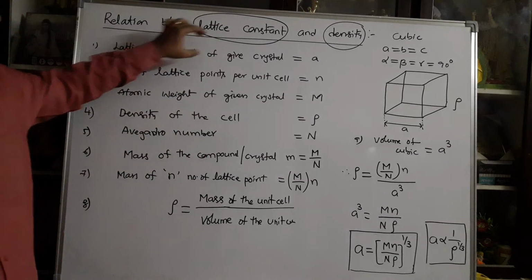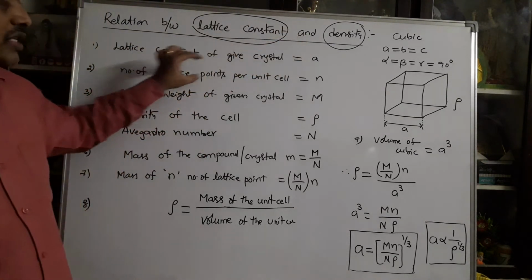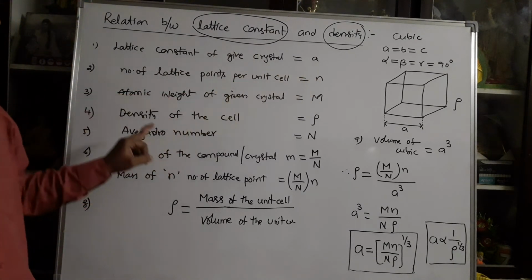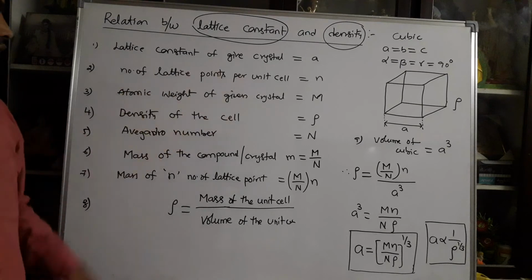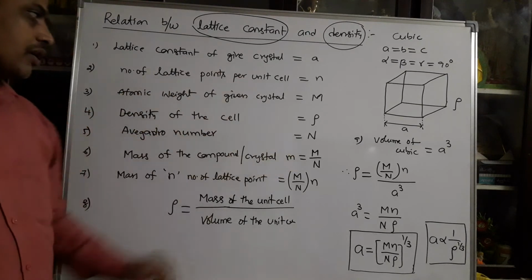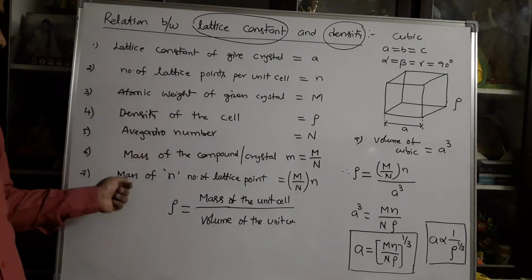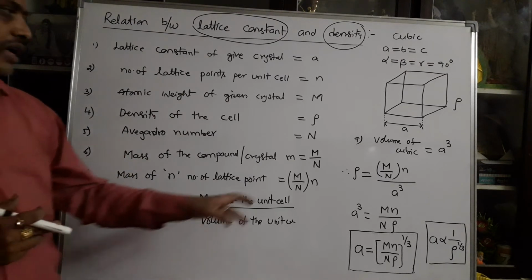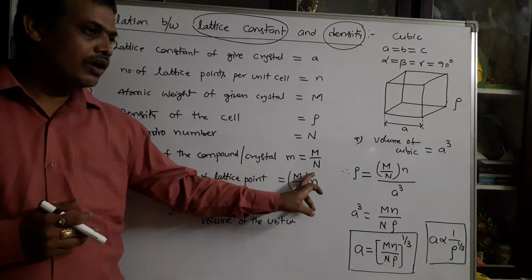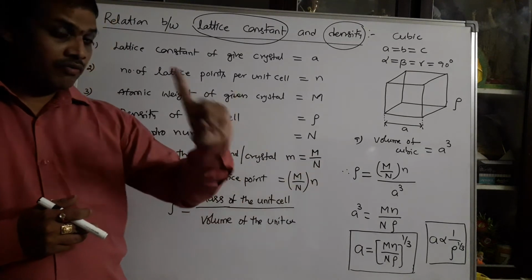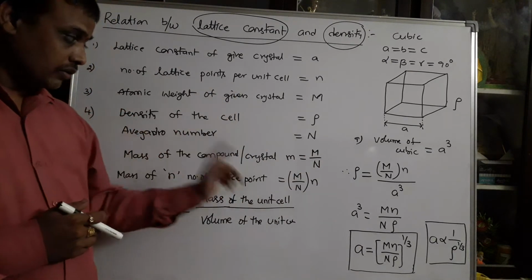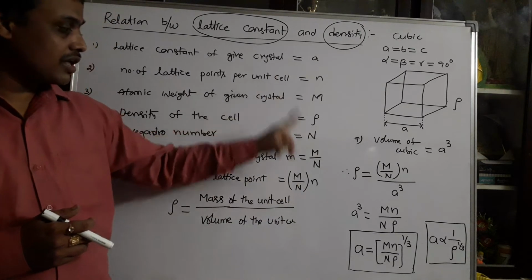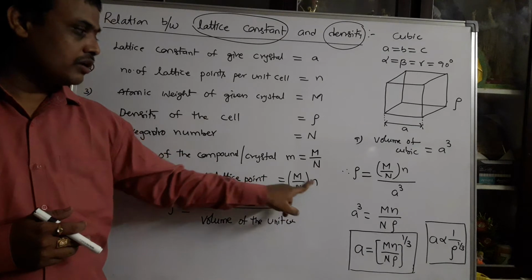First of all, the lattice constant can be taken as a, the number of lattice points as small n, the atomic weight as capital M, the density of the cell as rho, and the Avogadro number as capital N. Based on this, the mass of the crystal for one atom is atomic weight divided by Avogadro number. For n lattice points, it is n into M by N.